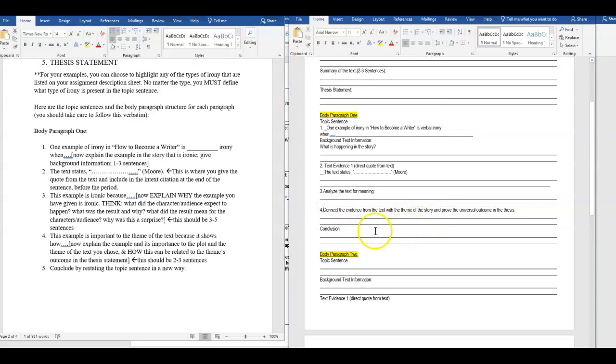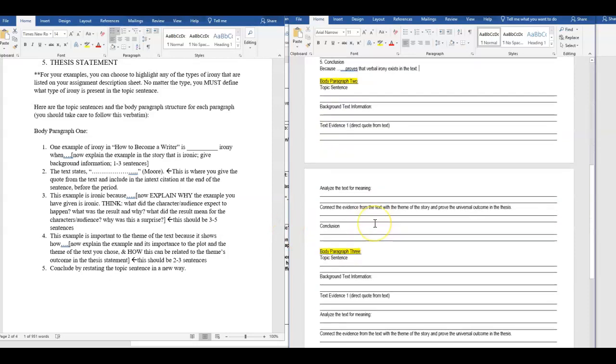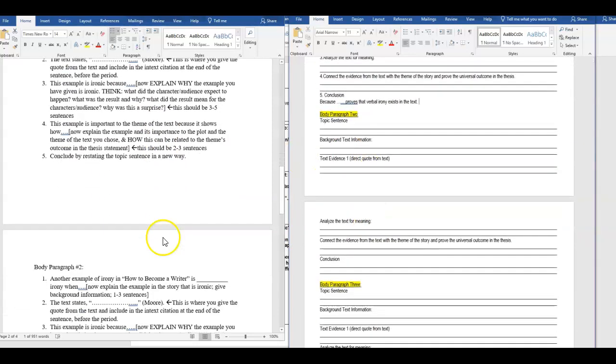That's number 4. And then the conclusion: all you're going to do is restate the topic sentence in a new way. What I like to do is say something like, "Because," and then describe what happens in the story, "proves that verbal irony exists in the text." Period. Bing, bang, boom, done. That's all you have to do. So make sure you have a conclusion on each of your paragraphs. You're going to do that three times.